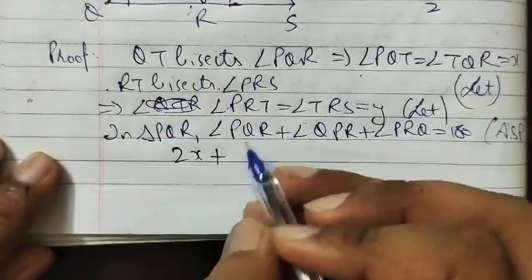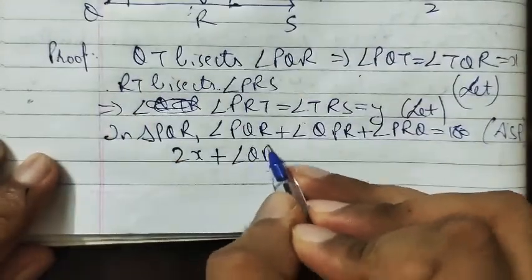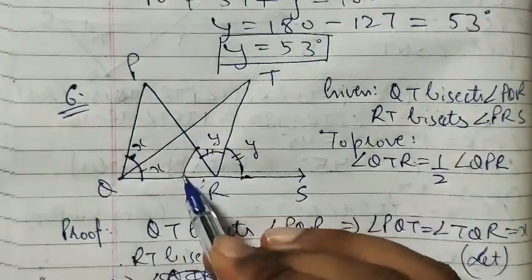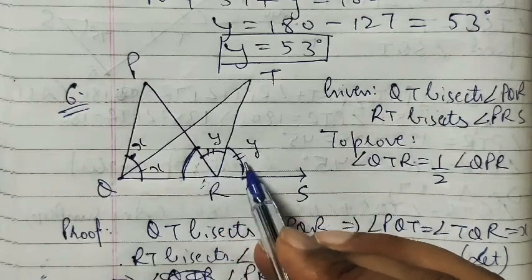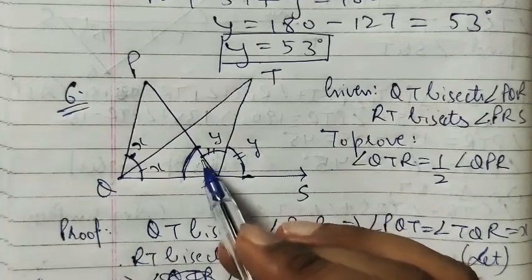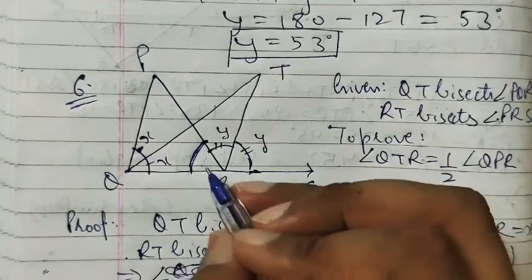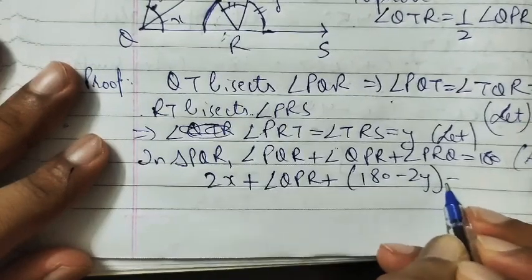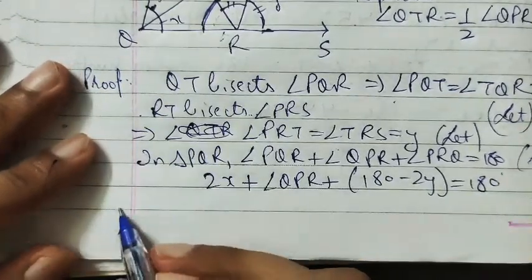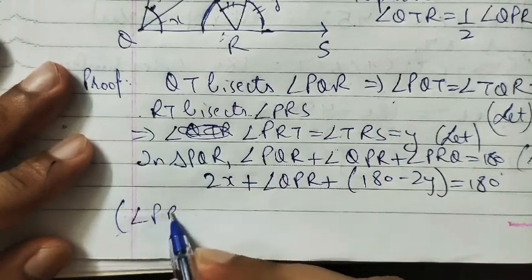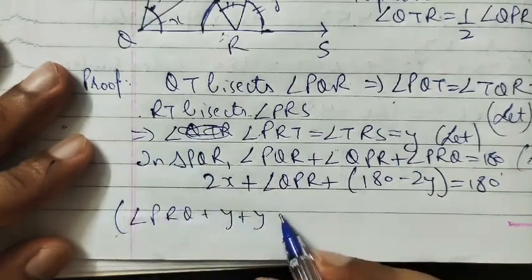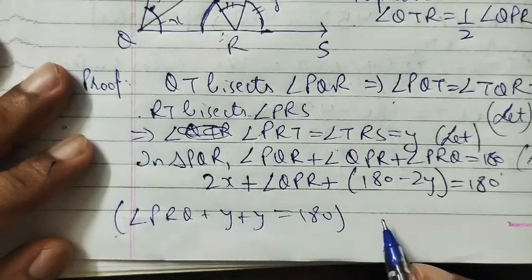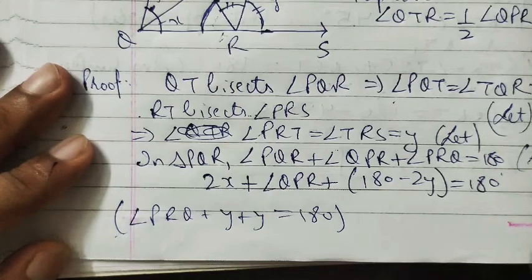Similarly QPR we have to determine, plus PRQ. Now see this PRQ, this angle can be written as 180 minus 2y because the sum of these two angles is 180. So we can say PRQ is 180 minus 2y. 180 minus 2y is equal to 180. I am writing the reason here. Angle PRQ plus 2y is equal to 180, right? So from there we got PRQ is equal to 180 minus 2y. Now QPR.